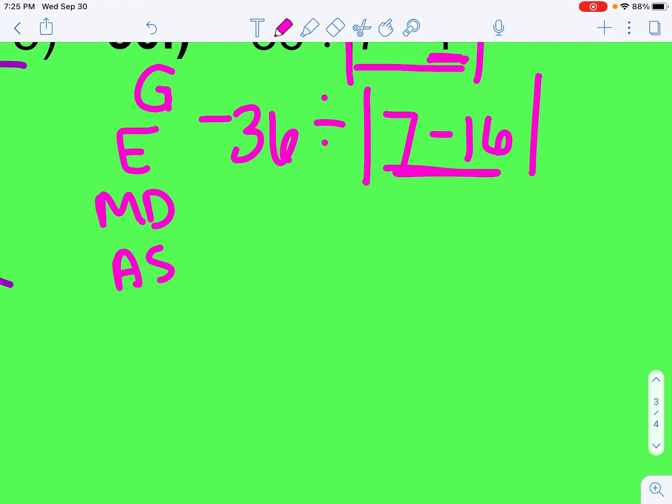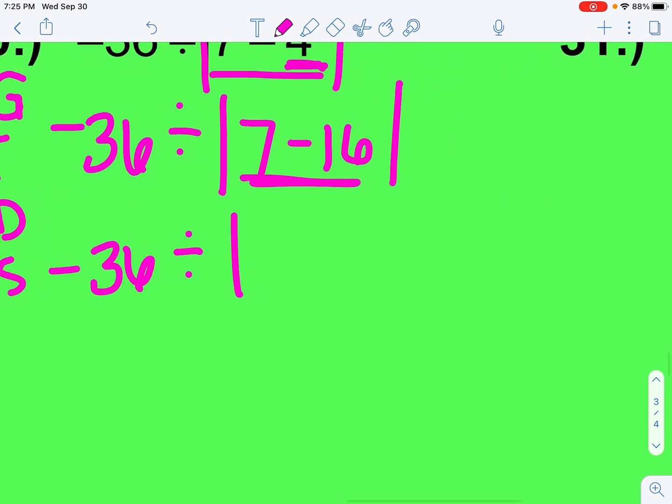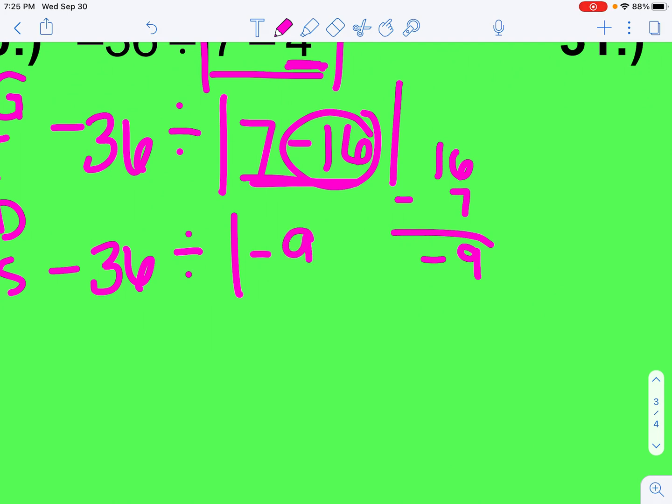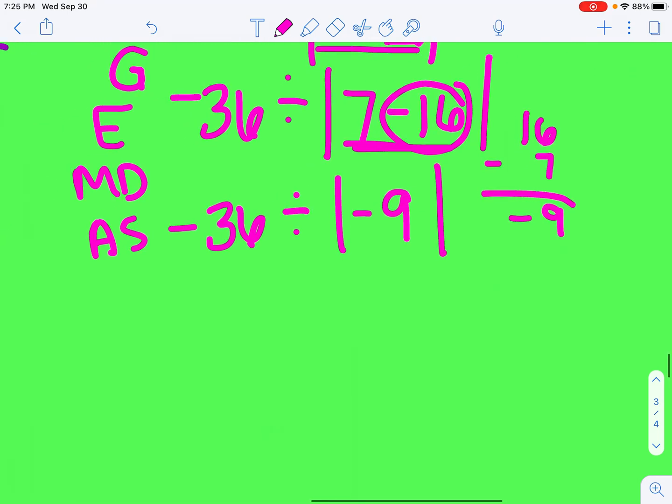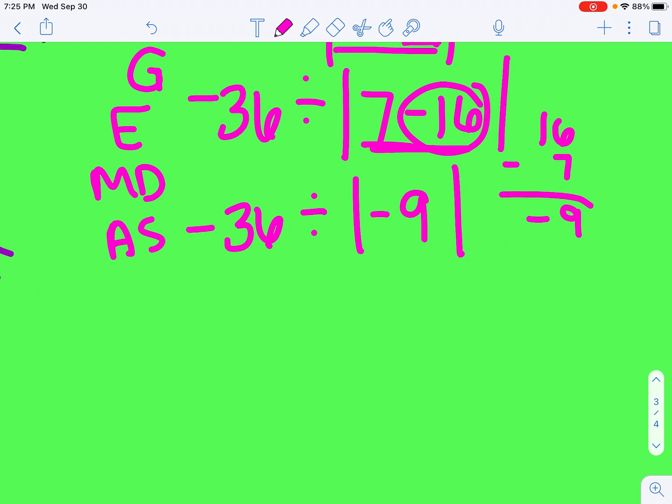Alright, now I'm going to solve inside my absolute value. So I'm going to rewrite what I don't use. 7 minus 16. So again, my signs are different. I have a positive and a negative. So you can take 16 minus 7, which gives you 9. But 16 is bigger, so it's a negative 9 inside my absolute value. Now let's solve for our absolute value. The absolute value of negative 9 gives me a positive 9.